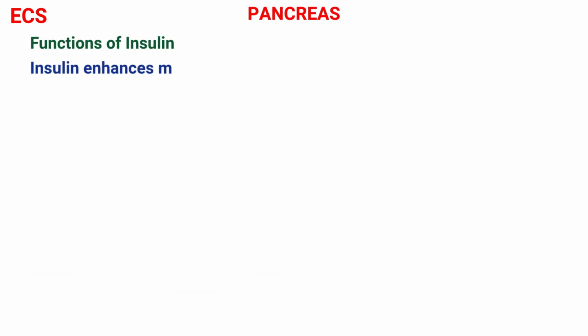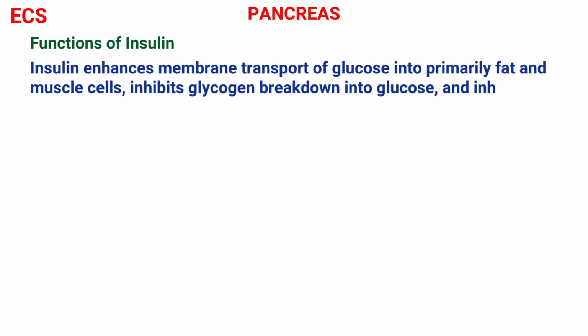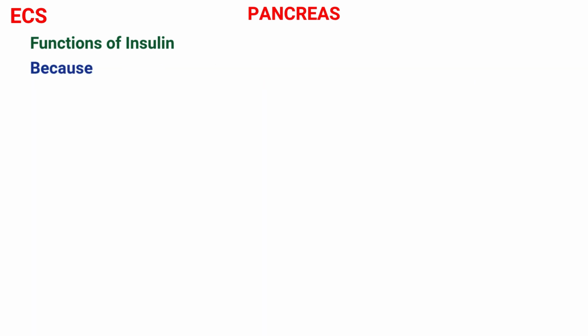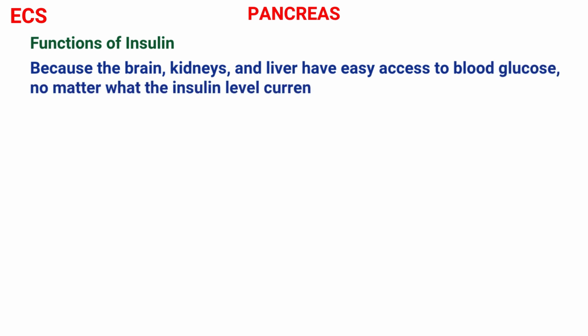What are the functions of insulin? Insulin enhances membrane transport of glucose into primary fat and muscle cells, inhibits glycogen breakdown into glucose, and inhibits conversion of fats or amino acids to glucose. Because the brain, kidneys, and liver have easy access to blood glucose, no matter what the insulin level currently is, insulin is not required for glucose entry into these organs.